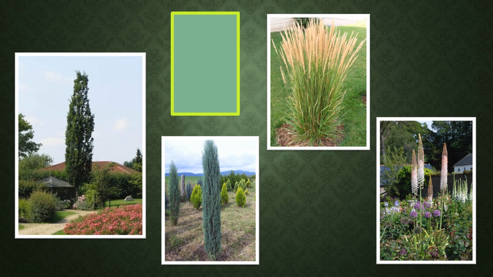Columnar shape, upright shapes, not triangular, rectangular almost. Here we have a columnar oak, an upright juniper, Calamagrostis 'Karl Foerster', again, very upright, very rectangular looking. And the Eremurus or foxtail lily, again, looks very upright and columnar in the landscape.